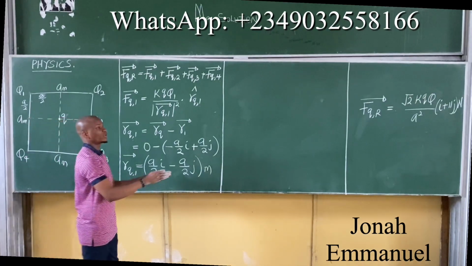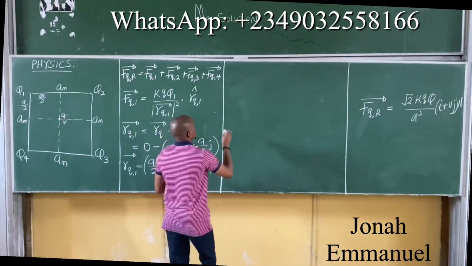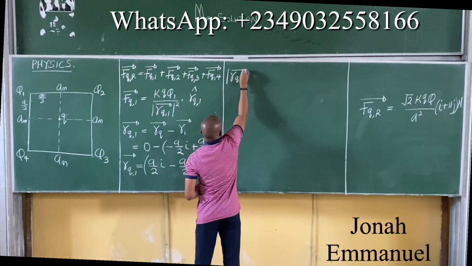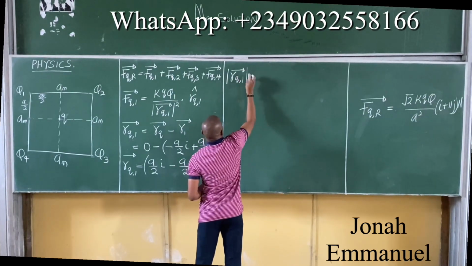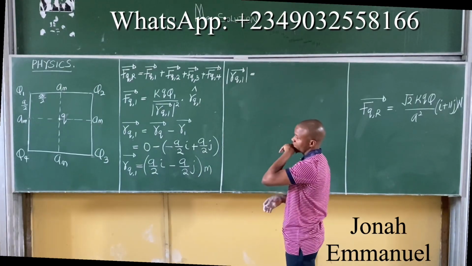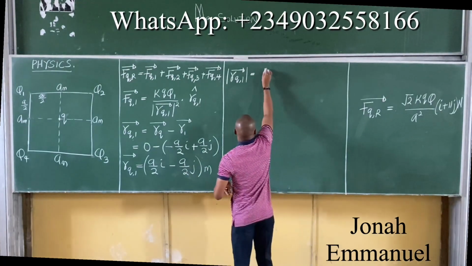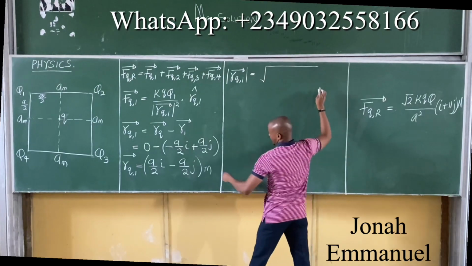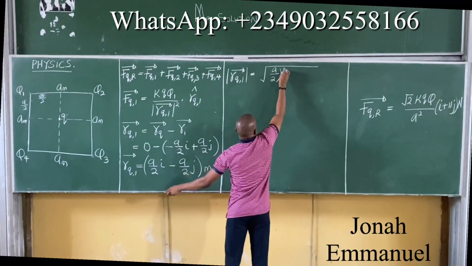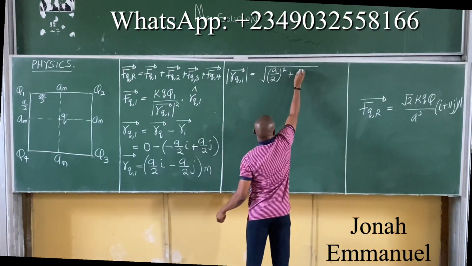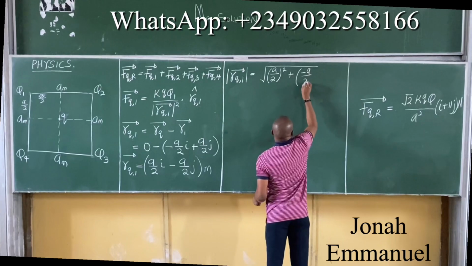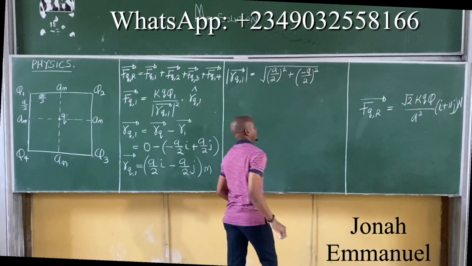What next? Next is the magnitude. So get the magnitude of R_Q1. To get the magnitude, we take the square root of each of the terms squared. So it becomes the square root of this term, A over 2 all squared, plus this term, which is minus A over 2, also squared.